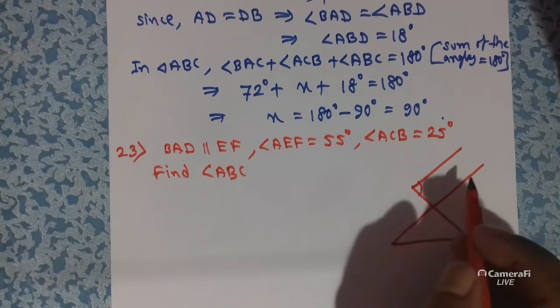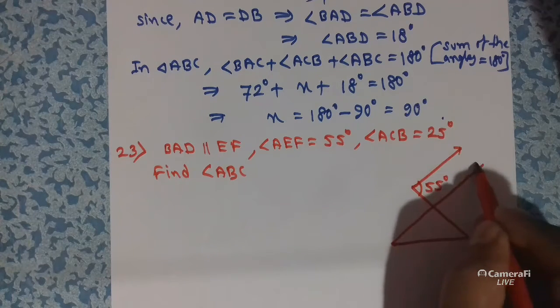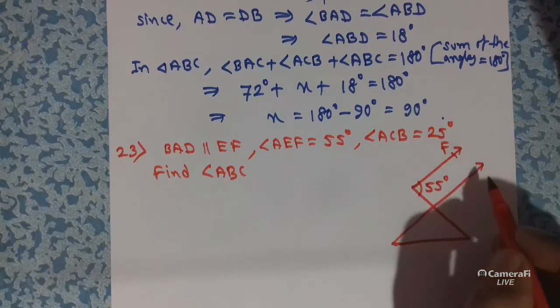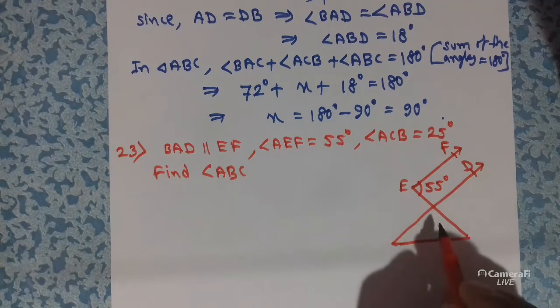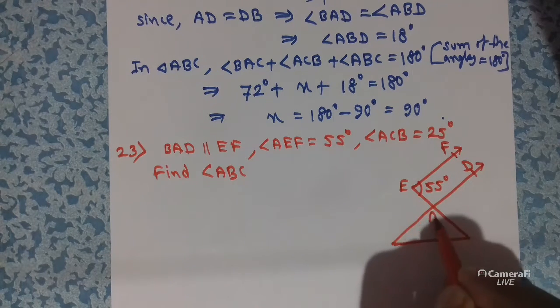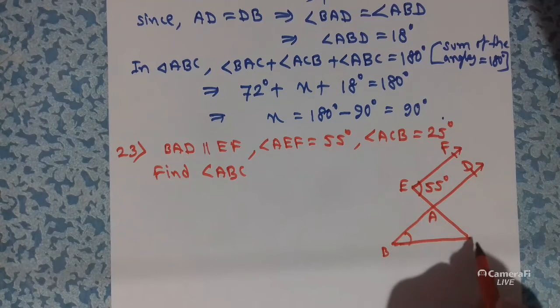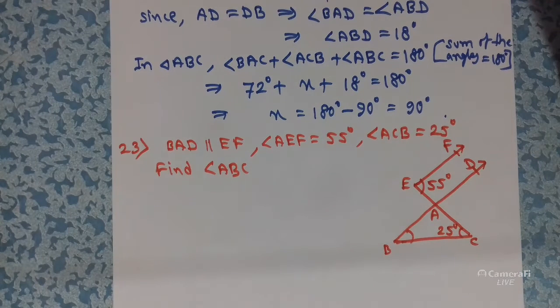So this one is 55 degree. It is F. This one is D. It is E, A, B and C. C is 25 degree. Now students, it is given that BAD parallel to EF.